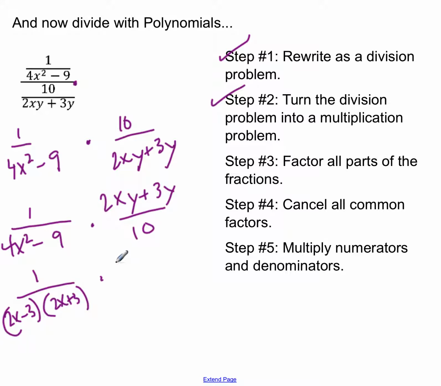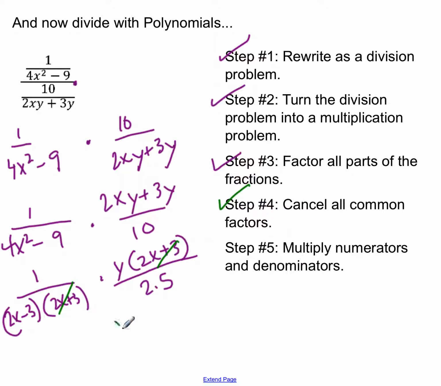Here I have a GCF. It's a y, which leaves me with 2x plus 3. And here I have a 2 times 5. Okay? Step 4, cancel all common factors. So it looks like 2x plus 3 is the only common factor I have.